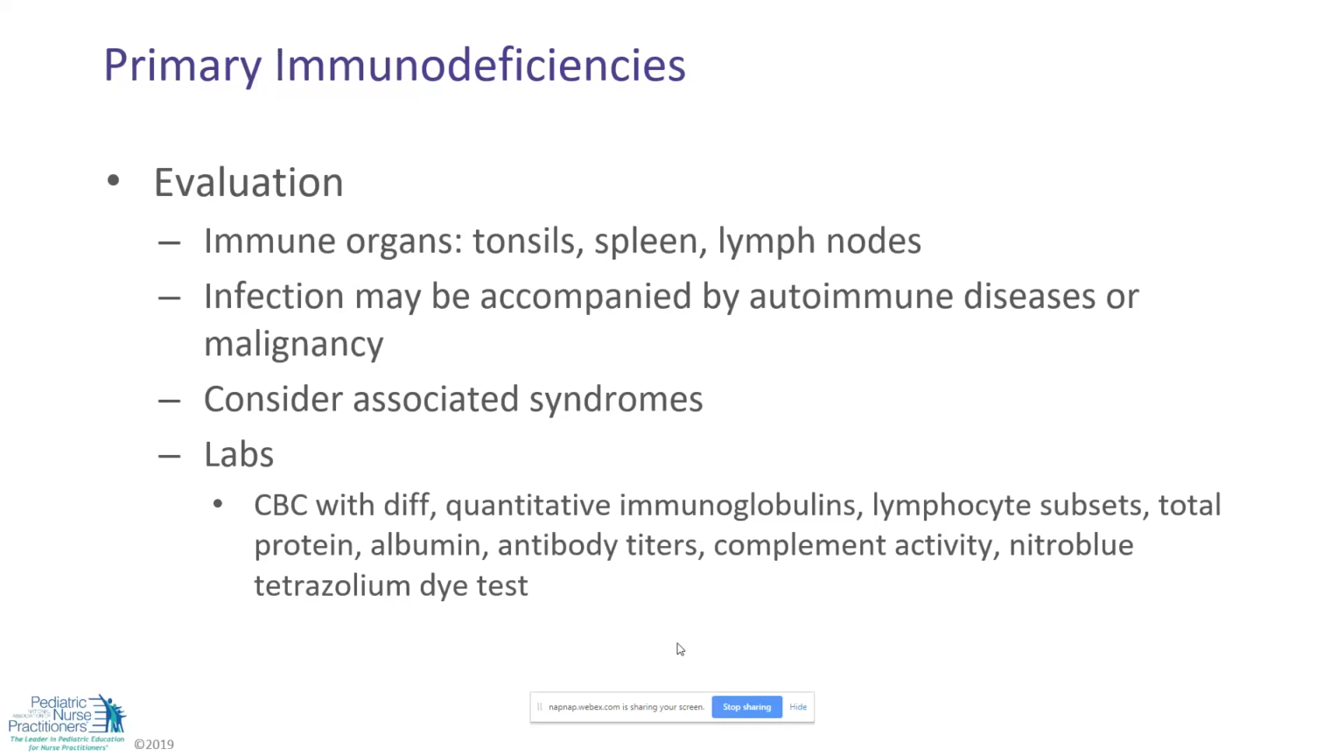Initial labs, you can always start with a CBC with differential, quantitative immunoglobulins. You can look at your IgA, IgG, IgM, lymphocyte subsets. So again, that's where we can quantify our T, B, and NK cell subsets. Total protein, albumin, antibody titers. You can measure complement activity, and there's also a nitroblue tetrazolium dye test that can be helpful in evaluating a primary immunodeficiency.